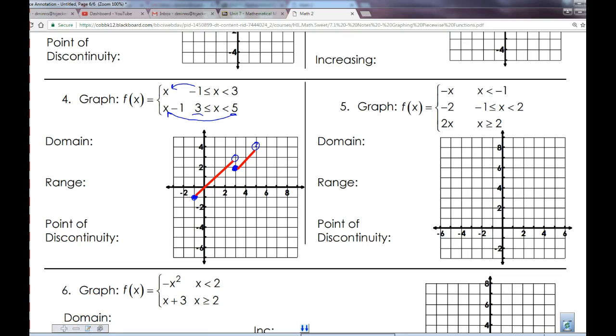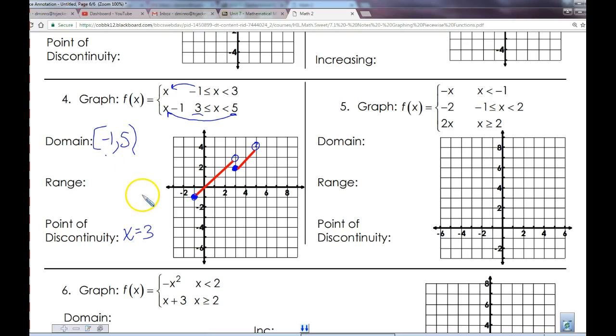Okay, let's fill in some things here on our left-hand side. Our point of discontinuity was at x equal positive 3. Our domain, well, we don't go on forever, so we're not going to have infinity involved. But where does our domain go from? What's the lowest x? The lowest x is right here at negative 1. So it's from negative 1. Oh, that's not a parenthesis, that's a bracket, because it actually touches negative 1 with that closed circle. And we go up to my highest x values here at 5, 5 being an open circle. So my domain is from negative 1 to 5.